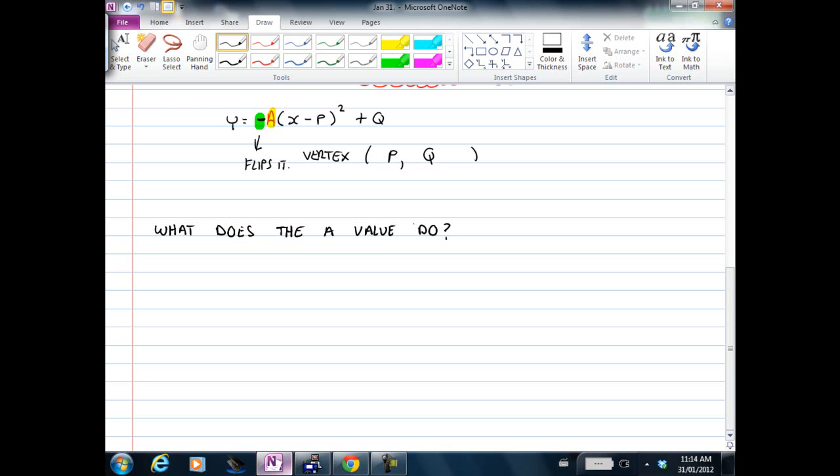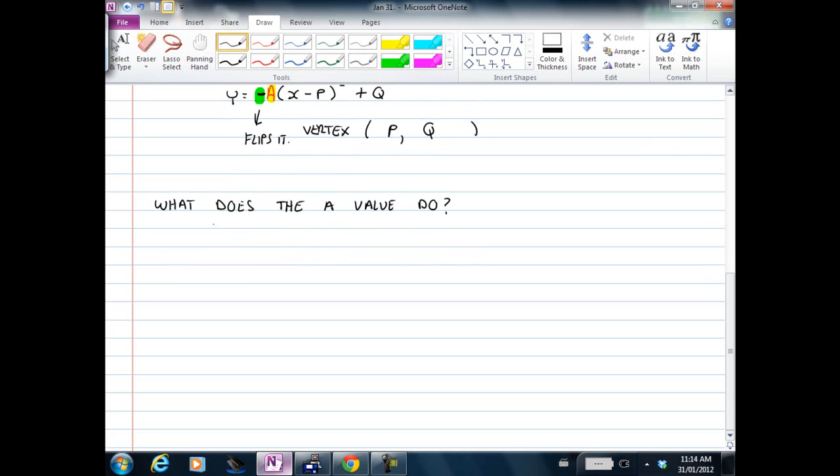In order for me to answer this question, we're going to create a little table of values, and we're going to analyze what this A value does to it. So we're going to compare two equations. Y equals x squared, versus y equals 2x squared. So I want to see what that little 2 does. We're going to draw a table of values, back to the old school days. Again, this is good practice because it shows you numerically what that A value does.